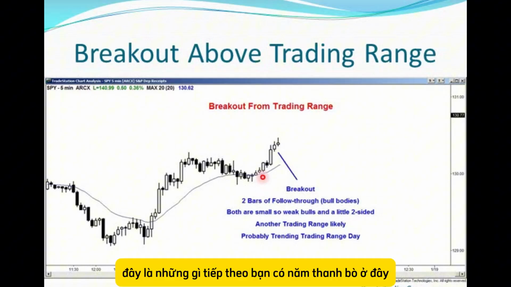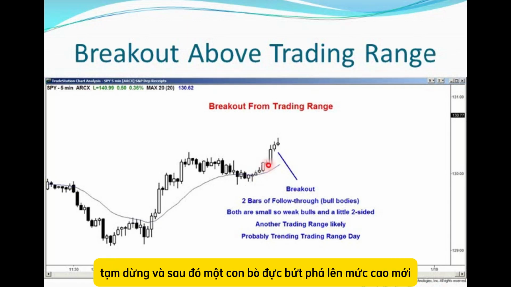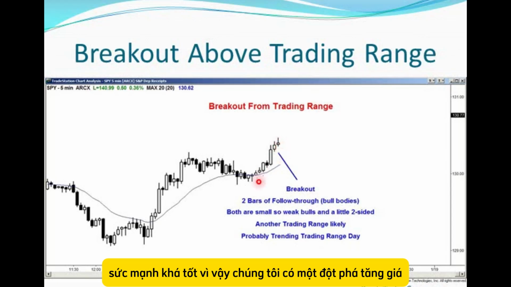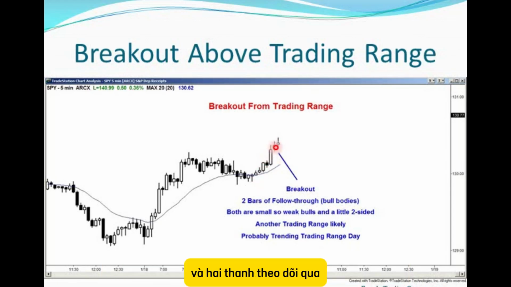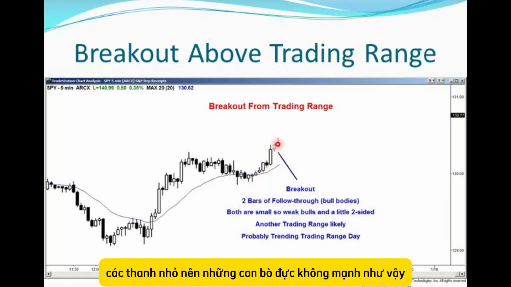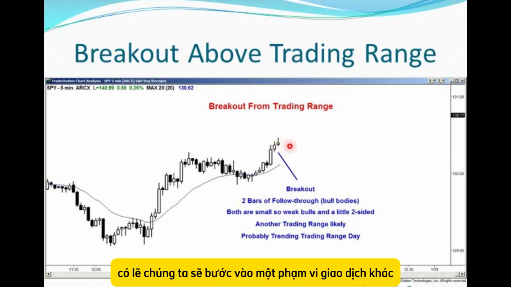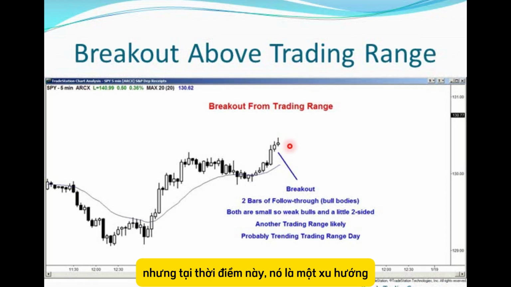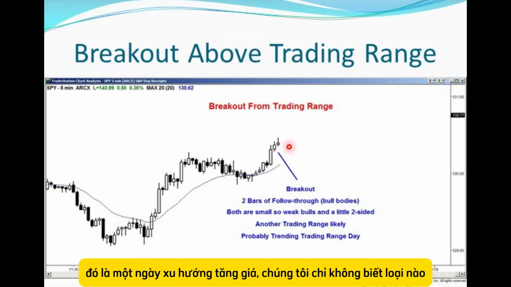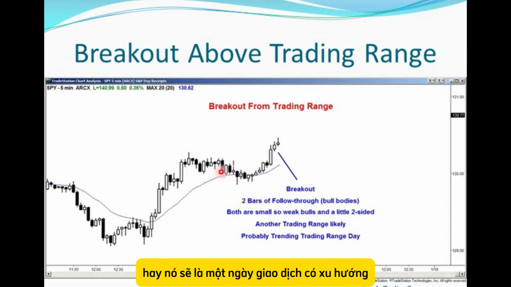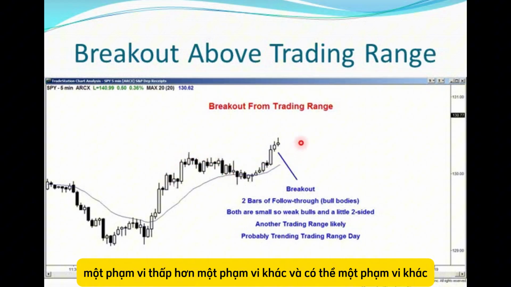This is what followed. You got 5 bull bars here, a pause, and then a bull breakout to a new high with follow through there. So pretty good strength. So we have a bull breakout and 2 bars of follow through, and that's a sign of buying pressure. The bars are small, so the bulls are not all that strong, and we have tails on the top, so we have some selling pressure. Maybe we're going to enter another trading range, but at this point, it's a bull trend day. We just don't know what kind. Is it going to be a spike and channel, or is it going to be a trending trading range day, a lower range, another range, and maybe another range?